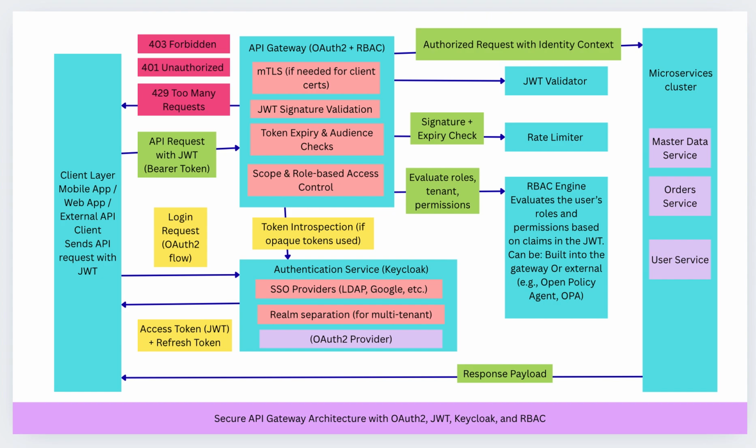The data state here is that the request is now enriched with contextual access decisions. User role can be logistic user, and tenant, we can define the tenant, and permissions like read orders, create shipments. The impact is that it enables fine-grained access control, prevents privilege escalation, and protects sensitive endpoints.